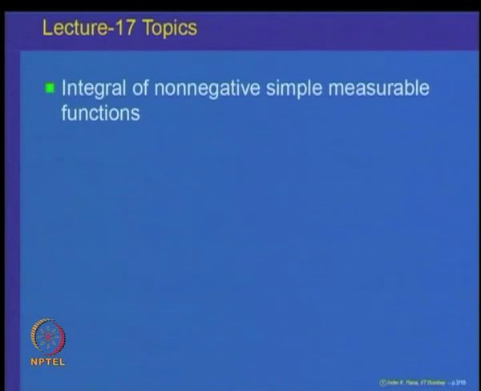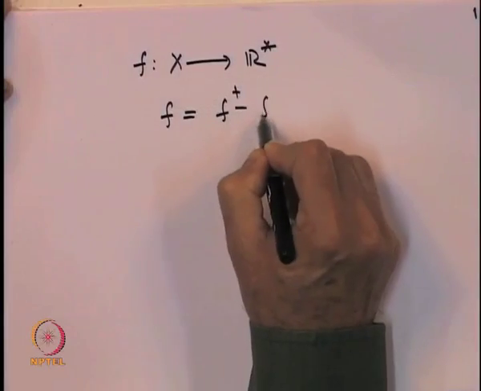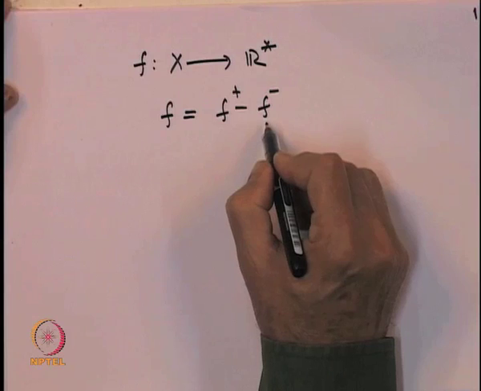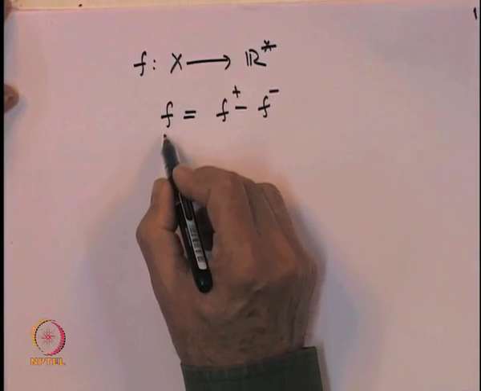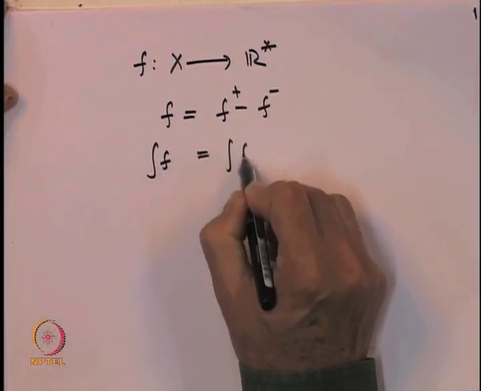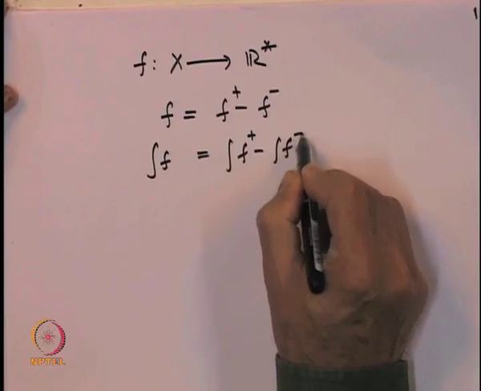See, the basic idea is we want to define the notion of integral for a function f defined on a set x taking values in r star. Now for a function f, we can represent f as the positive part minus the negative part. The advantage of doing this is that f plus and f minus both are non-negative functions, and integration being a linear process, the integral of f is going to be equal to the integral of f plus minus the integral of f minus.